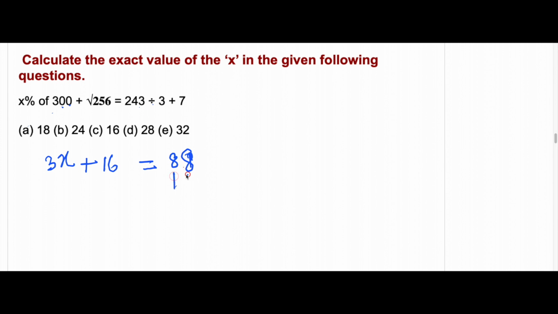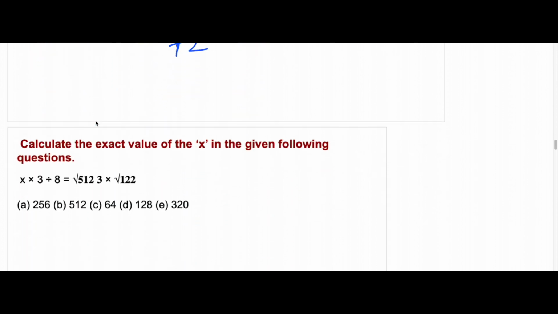So 88 minus 16 is 72. 72 divided by 3 is 24. So 24 is the answer.